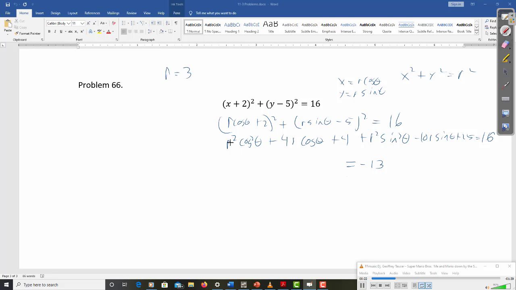You can combine these two because you can factor out the r squared, and then sine squared plus cosine squared is 1. So you just get r squared plus 4r cosine theta minus 10r sine theta equals negative 13, and that would be the equation. I don't really know that that's a whole lot better than that. We certainly did some stuff to it.